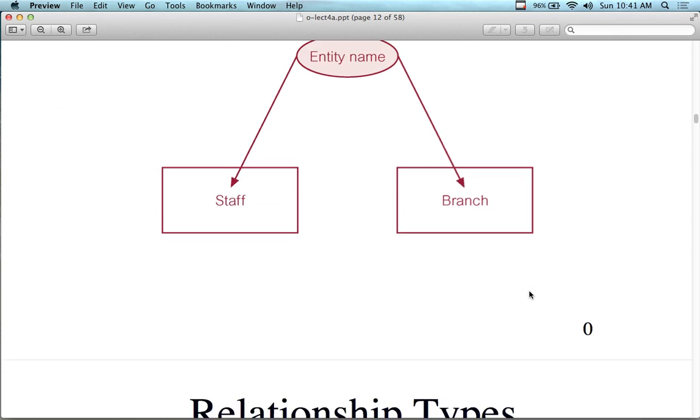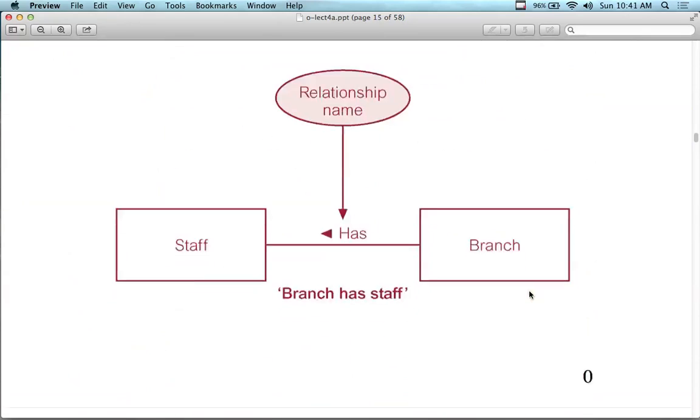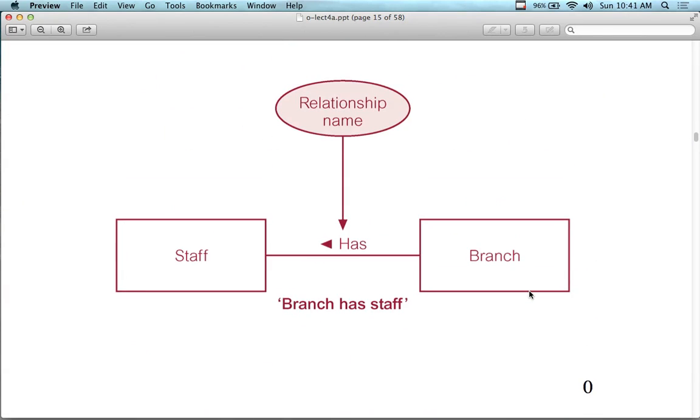So here's how you draw the diagram. As I mentioned before, let's just go down here. These are the two participating entities, staff and branch, and it says branch has staff. We have a little arrow in here. This is one way of doing it. You don't have to put the arrows in. You don't like arrows, don't put arrows in. It just means that you're supposed to read it from left to right instead of right to left. No, right to left. You're reading it right to left instead of left to right. So my right hand, my left hand.